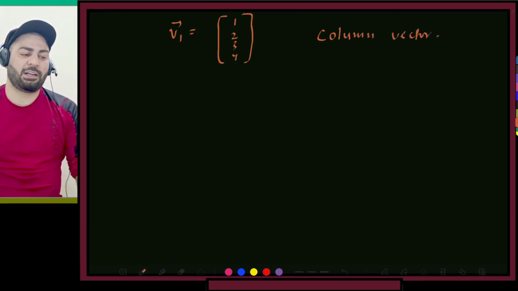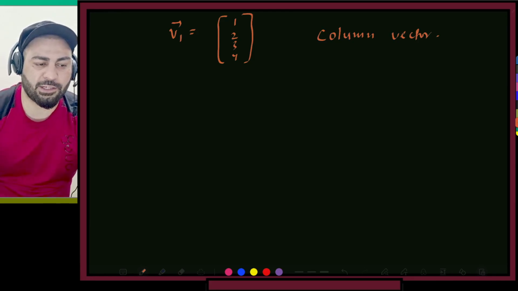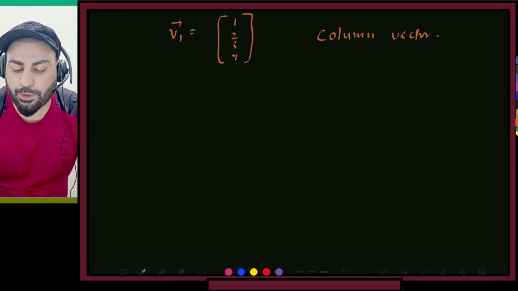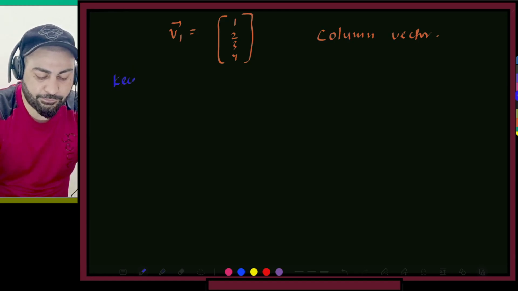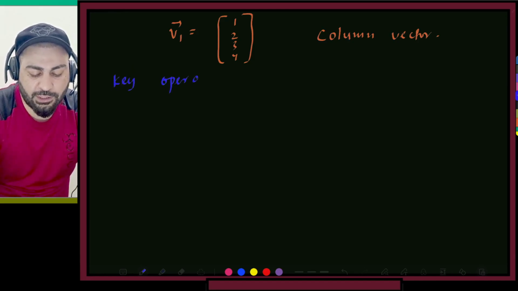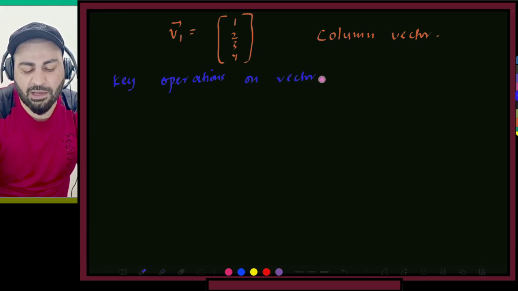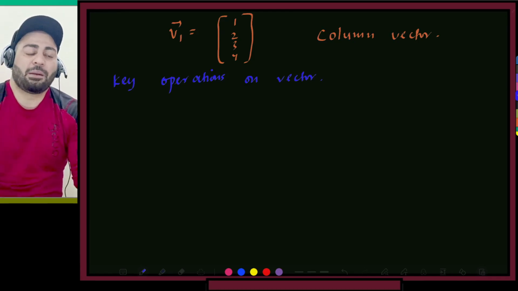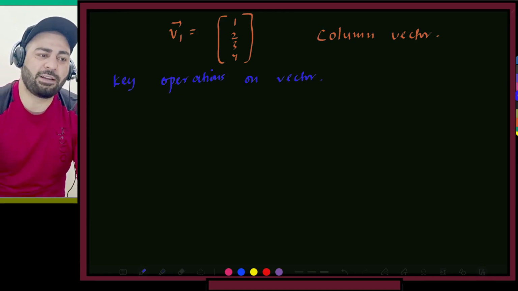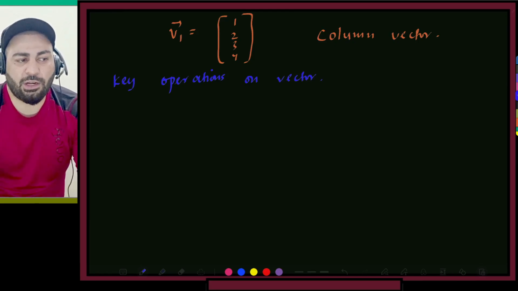Okay, now we studied what vectors are, what their characteristics are. Now we'll see some key operations on these vectors. Do not lose the bigger picture. A vector is nothing but a representation. Everything that we'll see more or less will be a representation.